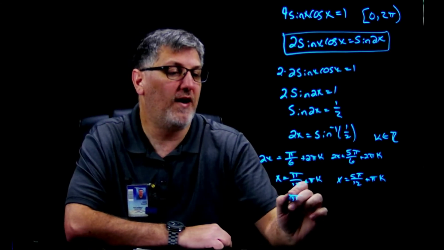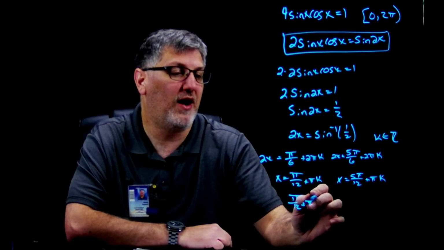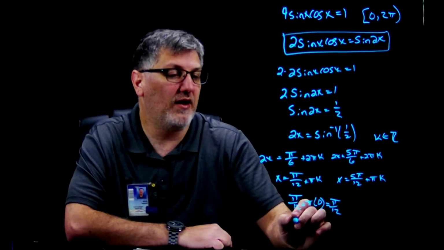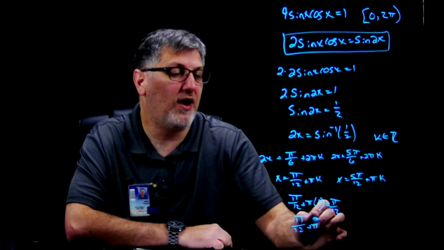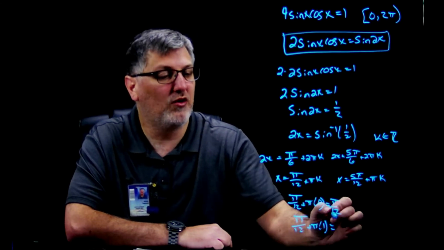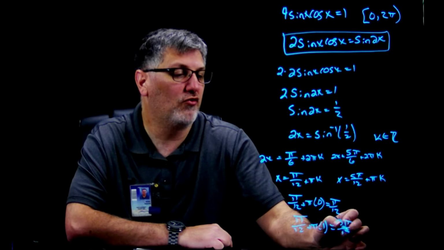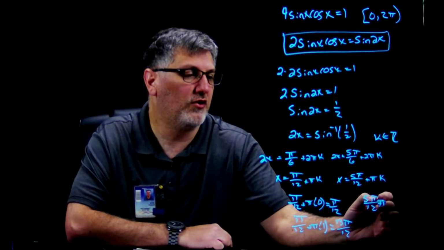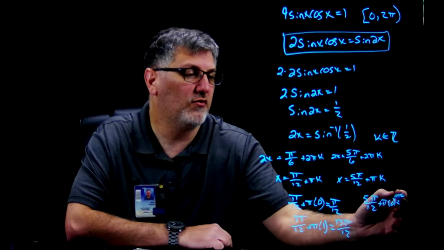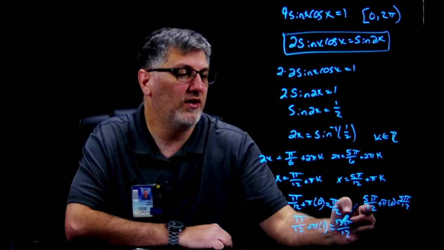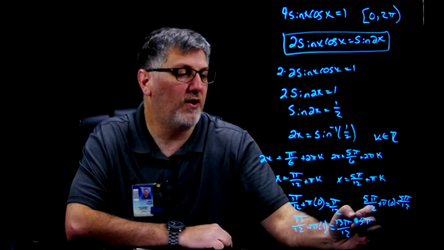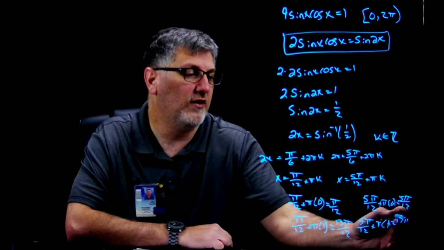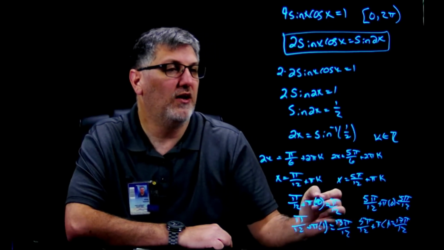So I'm going to do pi over 12 plus pi times 0. Well, this is pi over 12. And then I can do pi over 12 plus pi times 1, which gives me 13 pi over 12. Then I do it here: 5 pi over 12 plus pi times 0 gives me 5 pi over 12. And then for 1, 5 pi over 12 plus pi times 1 gives me 17 pi over 12. And those are my 4 solutions.